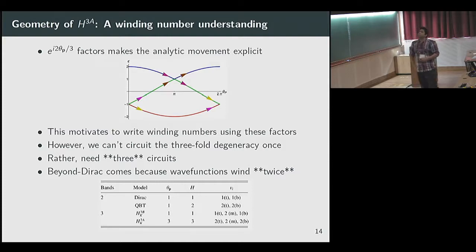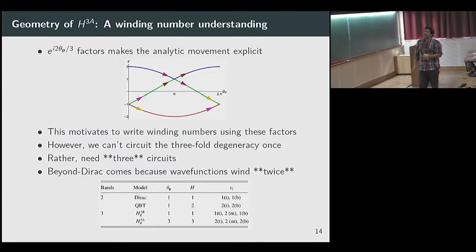This motivates me to write winding numbers to spell out the topologically invariant geometric information about the wave function geometry. But as we saw, we can't circuit the threefold degeneracy once. I actually have to circuit the threefold degeneracy thrice. I need 3 circuits, but the interesting thing is when I do these 3 circuits, the wave function actually winds twice. This is really just 2 theta by 3: as theta goes from 0 to 6 pi, 2 theta by 3 goes from 0 to 4 pi.